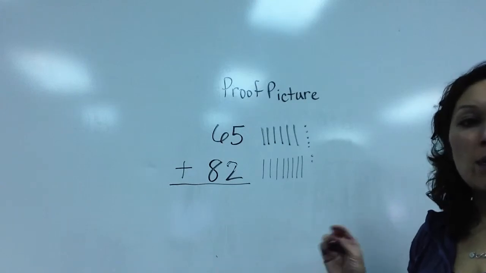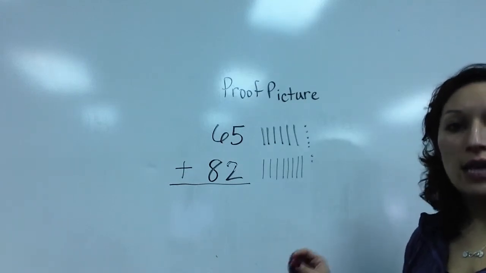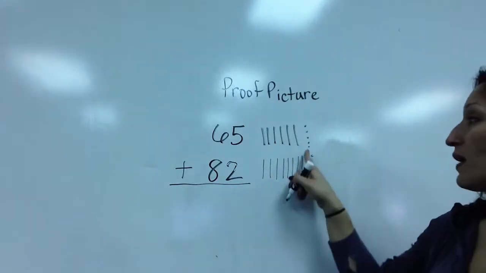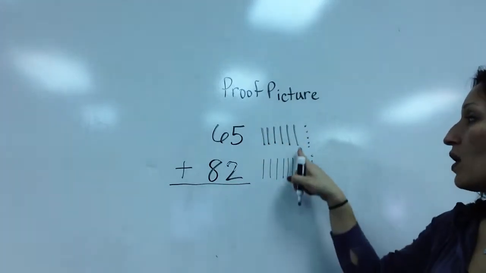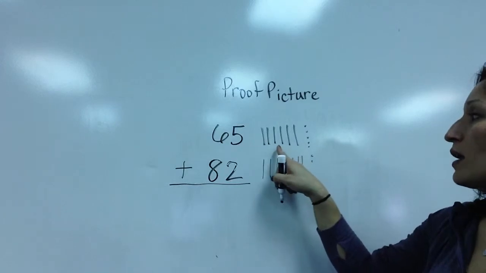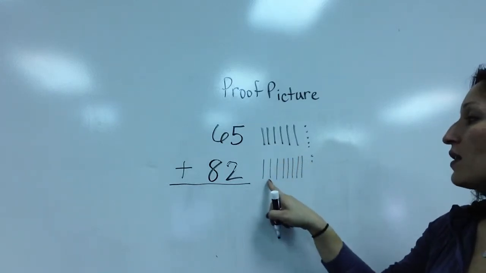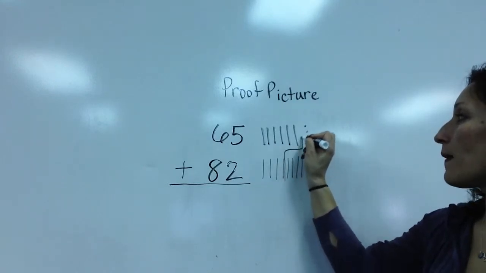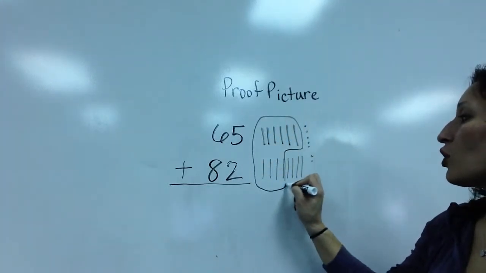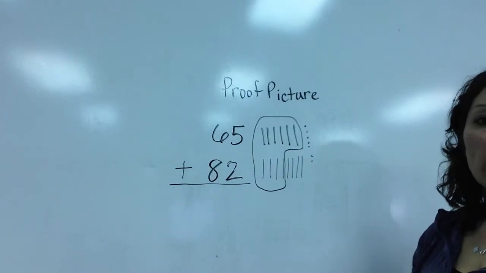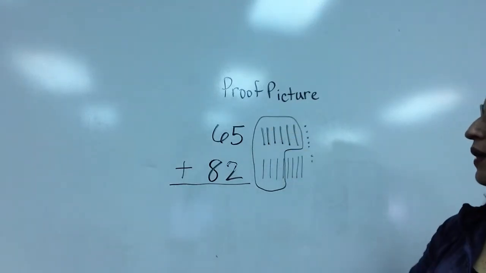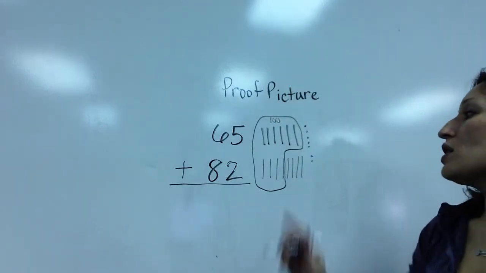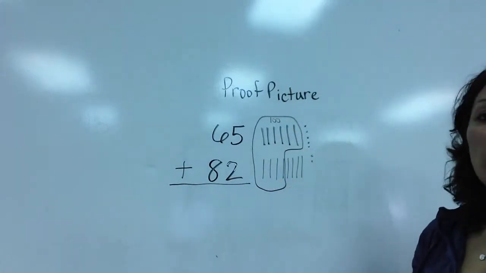I know that tens can be grouped together. 10 tens makes 100. So it looks like I might have 10 tens if I count all the tens together. 1, 2, 3, 4, 5, 6, 7, 8, 9, 10. I'm going to put these in a group. I'm going to draw a circle so I can see all 10 of them together, and I'm going to label them. 10 tens makes 100.